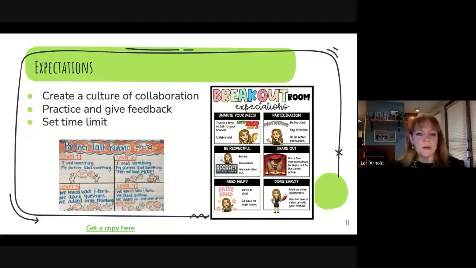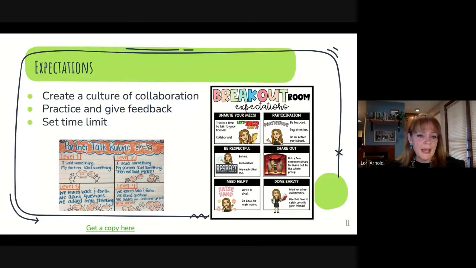Here are some more examples of what breakout room expectations can look like. And it's all about the culture that you are developing with your kids, as long as you're really, really setting and building that strong culture of collaboration with your students, and that it's a place where we can make mistakes and go back and relearn or try something differently.